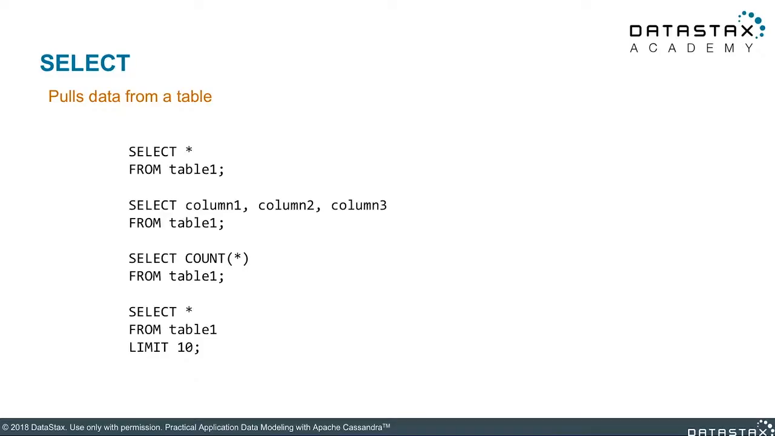We can indicate specific columns we desire to read by name, or use the asterisk to indicate all columns. Cassandra also supports a couple of built-in aggregation functions, such as the count function. And again, the performance warning I gave earlier applies here. For counts on larger tables, you may want to consider using Spark, part of DSE Analytics.